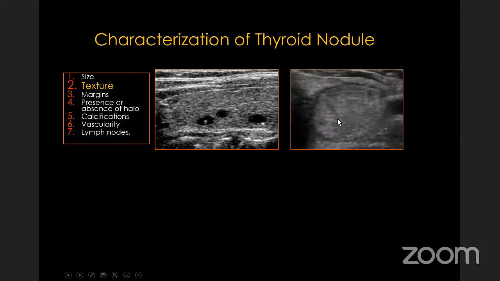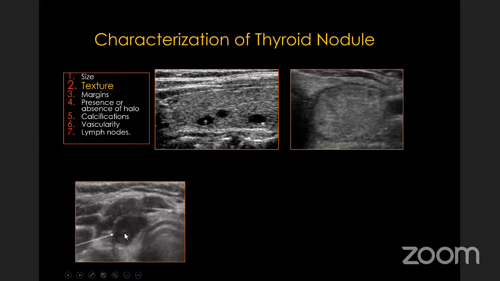This is another example of a solid nodule, but this nodule is homogeneous and uniform, in addition to the thick halo that suggests malignancy. This is a typical hypoechoic solid nodule with irregular margins in some areas, showing high probability of malignancy.